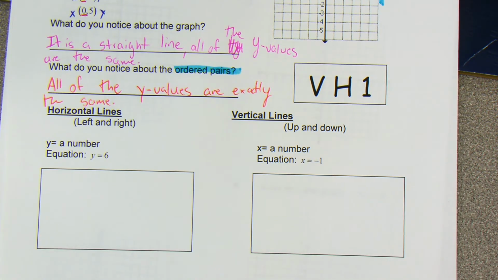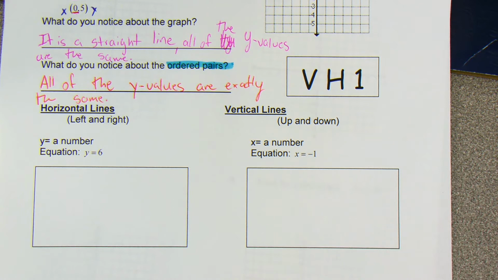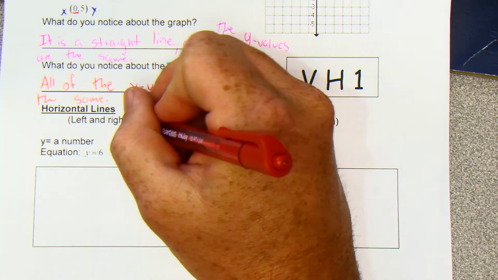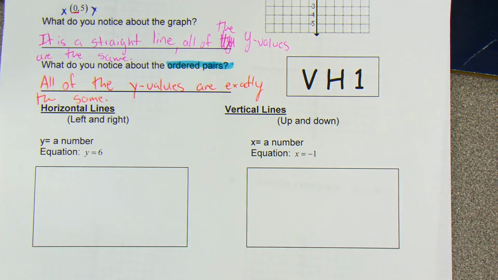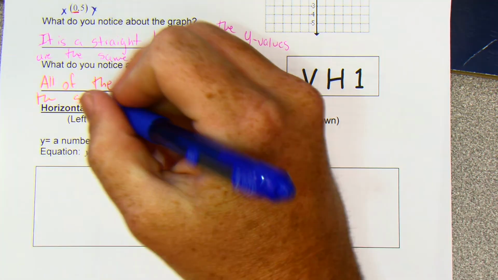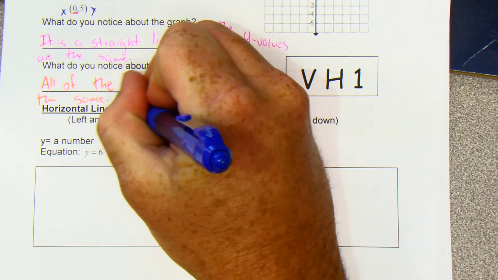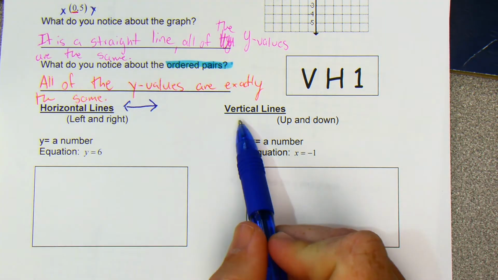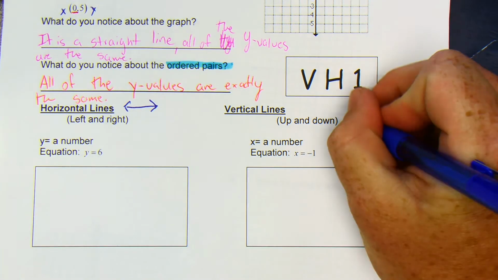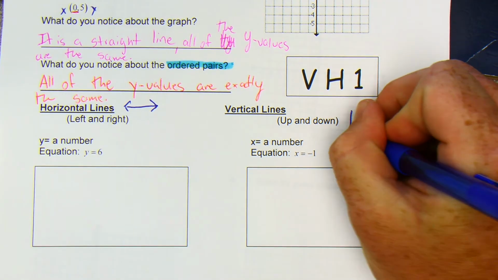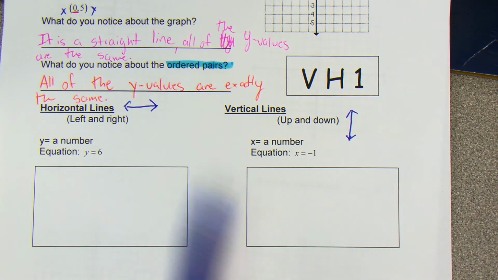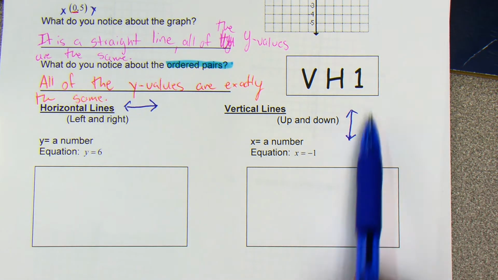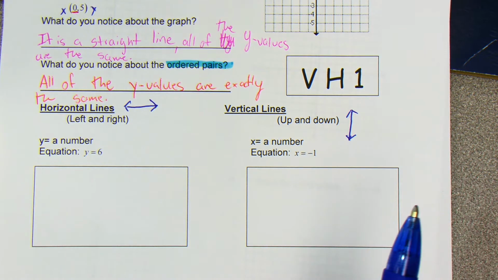So now we're going to talk about our different one variable lines. We're either going to have horizontal lines, which go from left to right. This is what a horizontal line looks like. Vertical lines, like it says, go up and down. This is what a vertical line looks like. Horizontal lines go from left to right. Vertical lines go up and down.